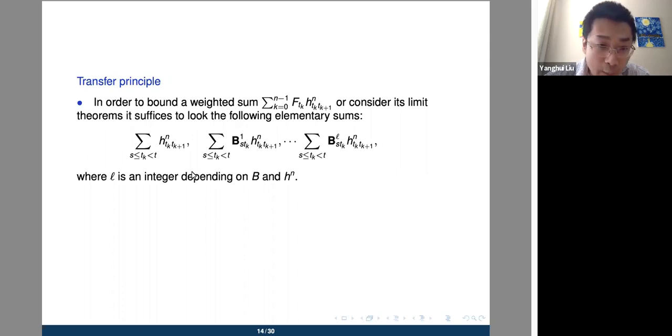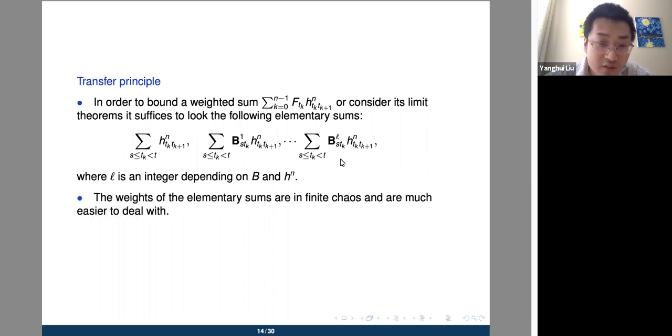And here, this L is an integer depending on B and h_n. So you don't need to consider infinitely many sums, you only need to consider finitely many. And again, those are weighted sums, but the weight processes are in finite chaos. They're just the signature of the fractional Brownian motion, so they are finite chaos, and so they're much easier to deal with.